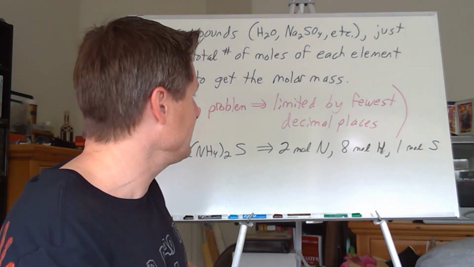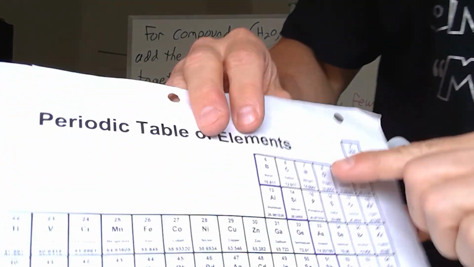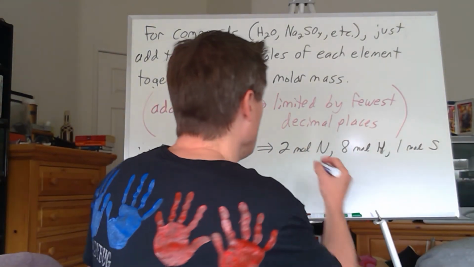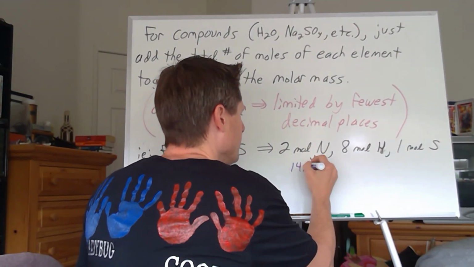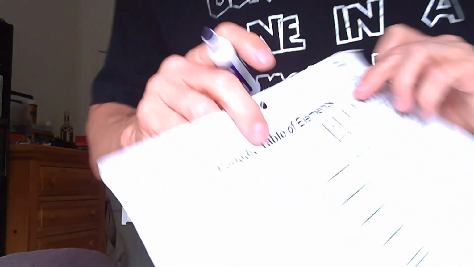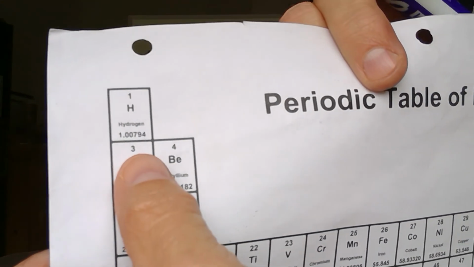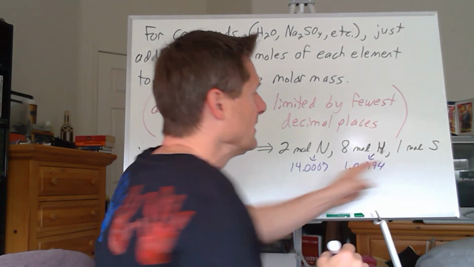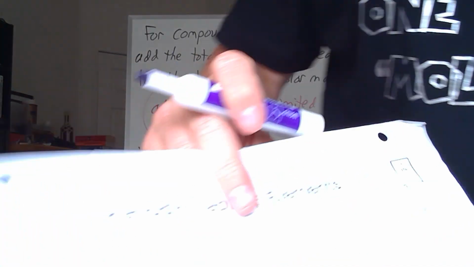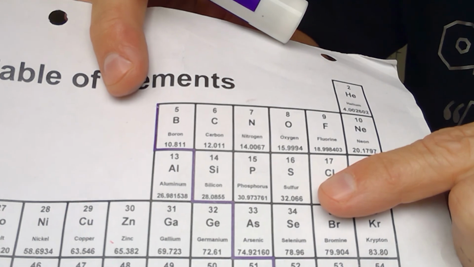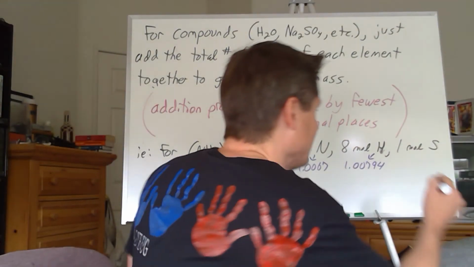And then look on the periodic table. So if you look up nitrogen, nitrogen is 14.0067, good to 4 decimal places, right? Hydrogen, you probably have memorized by now, James Bond, right? 1.00794. That's good to 5 decimal places. Sulfur, let's find sulfur. That's a chalcogen, or chalcogen, depending on how you say it. Sulfur's, on my periodic table, 32.066. That's good to 3 decimal places.